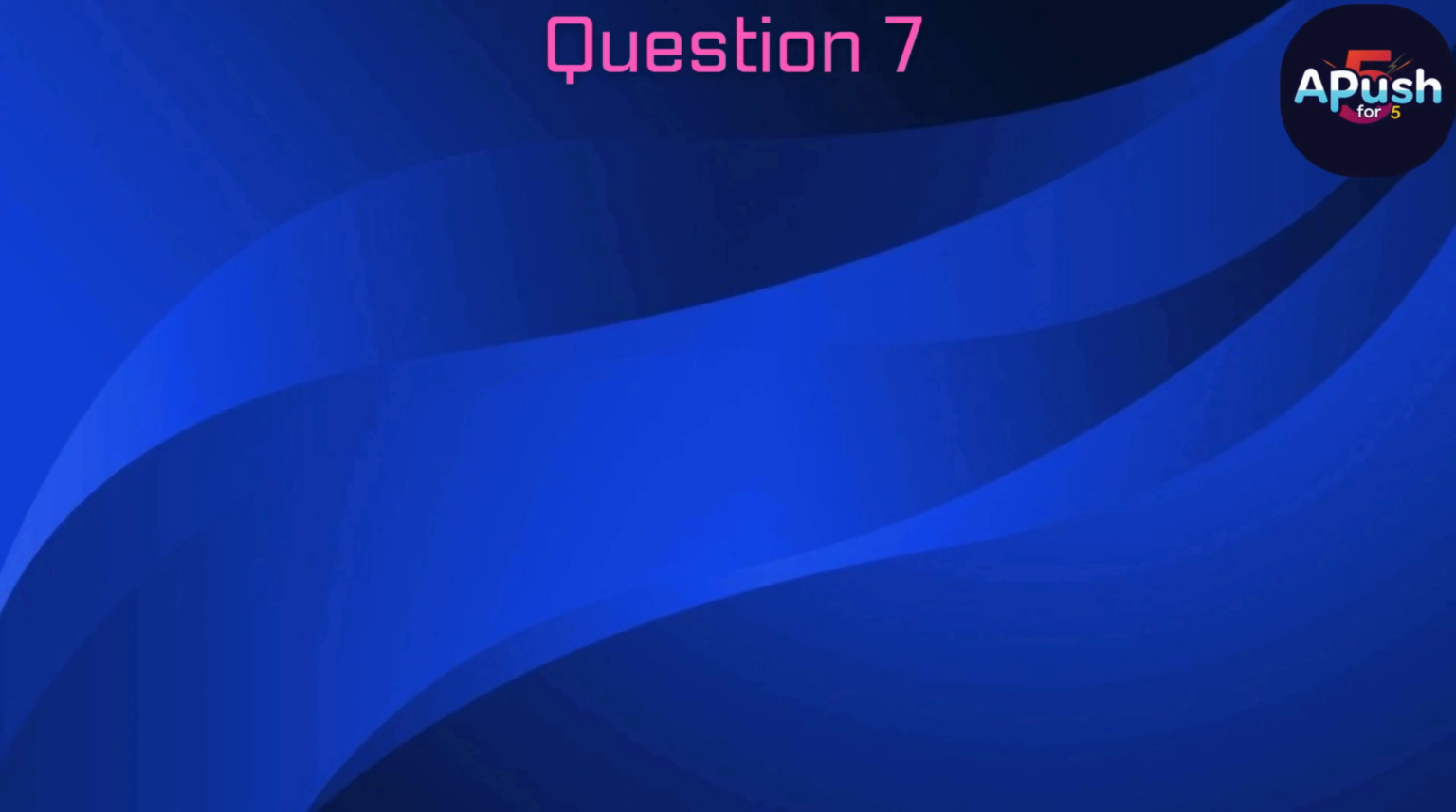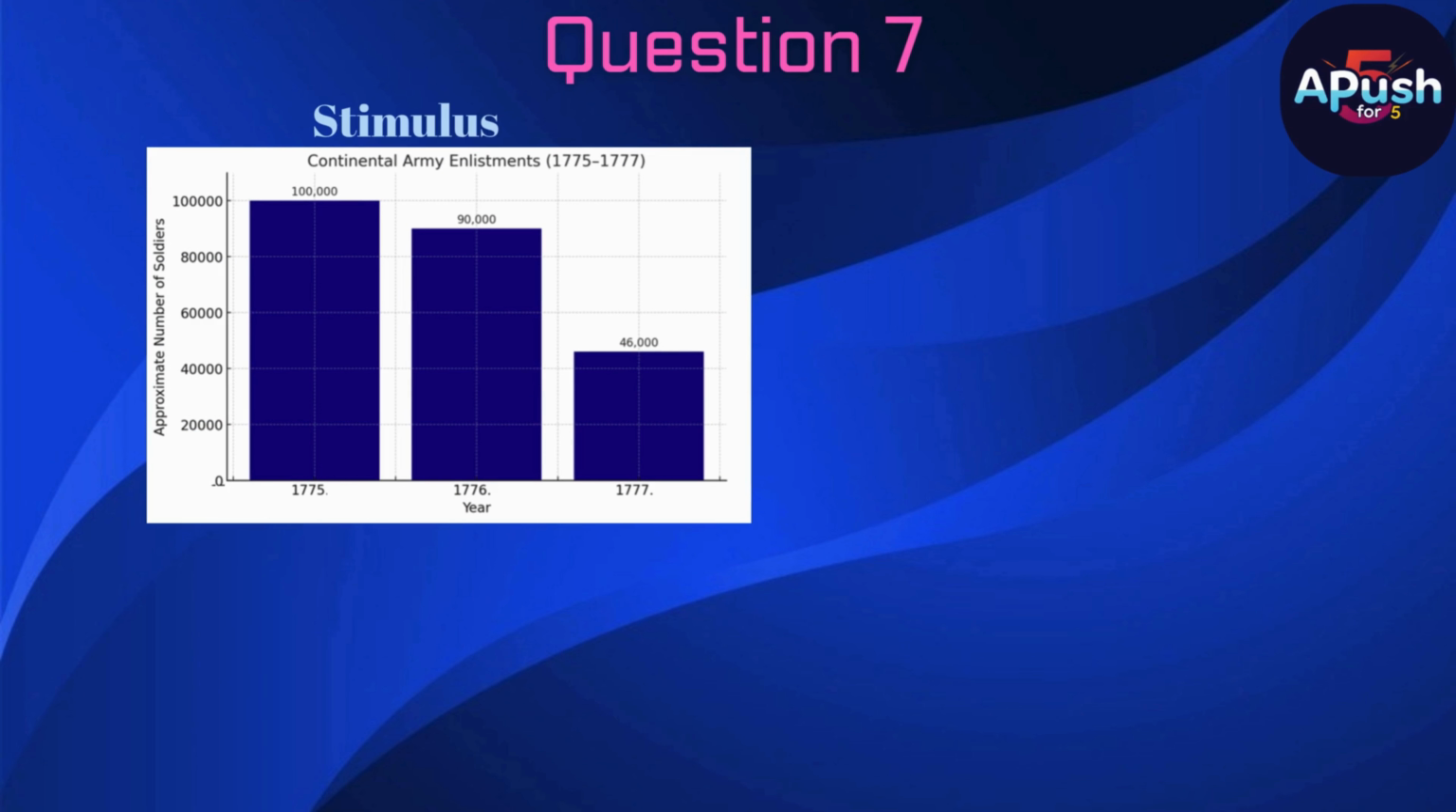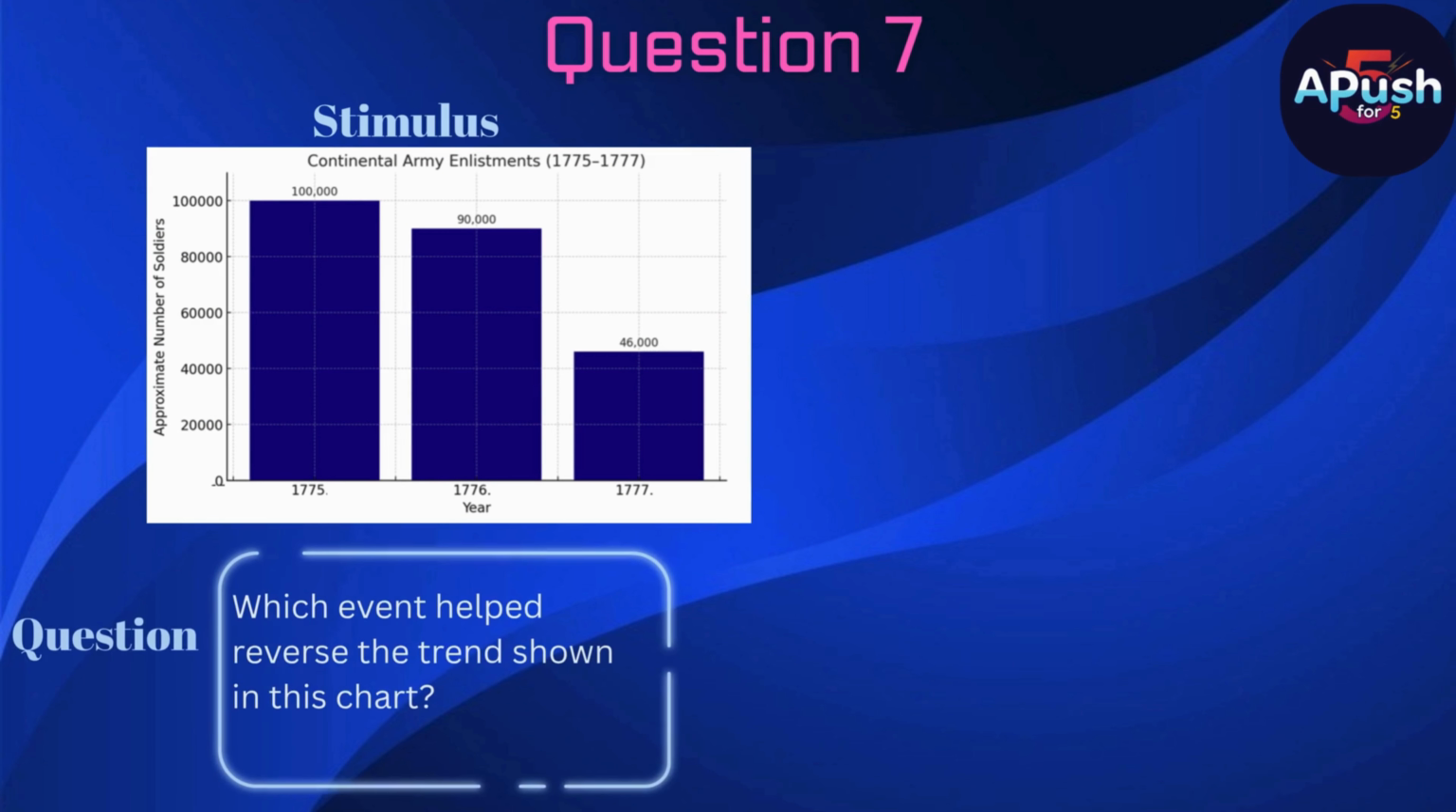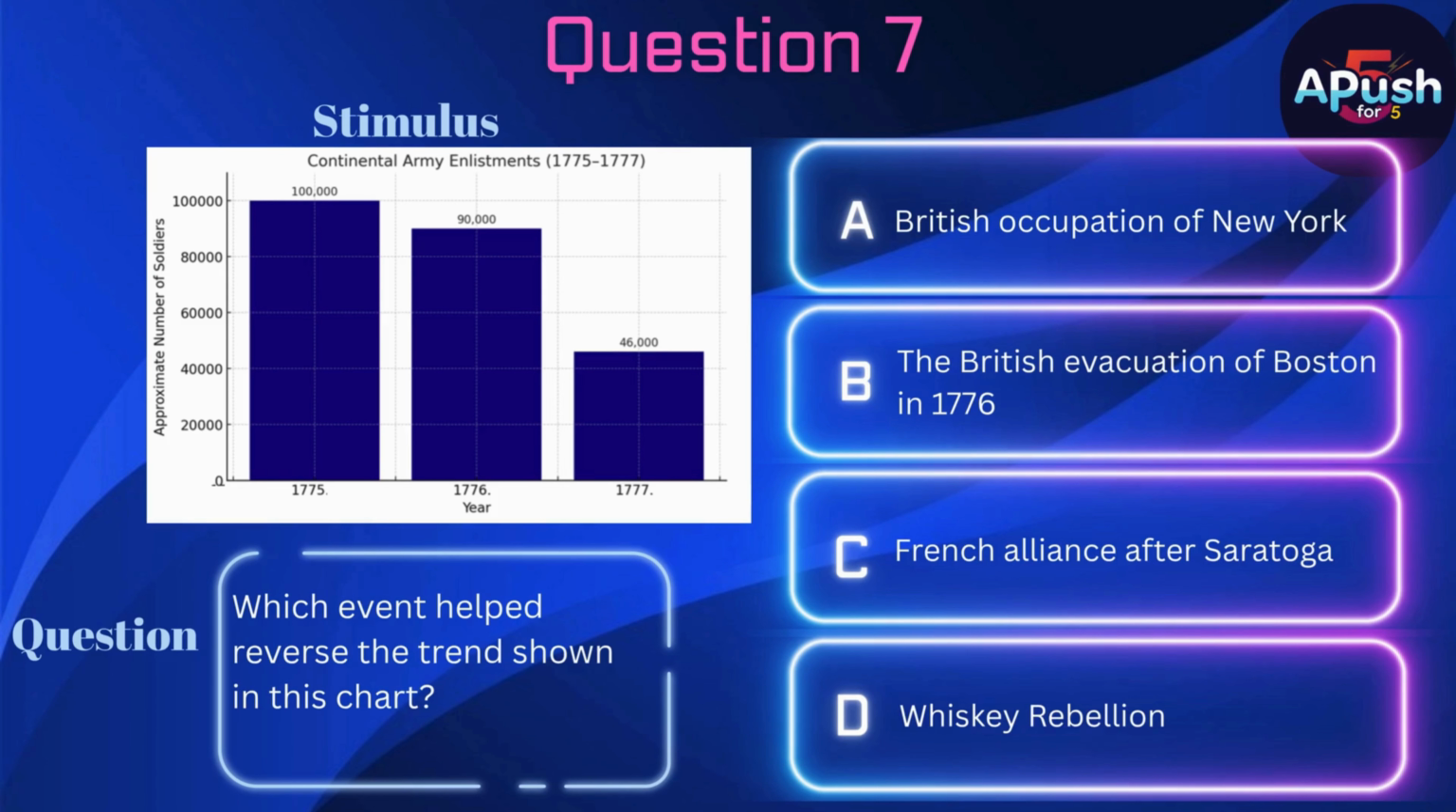Question 7. Stimulus: see chart. Question: which event helped reverse the trend shown in this chart? A. British occupation of New York. B. The British evacuation of Boston in 1776. C. French alliance after Saratoga. D. Whiskey Rebellion.